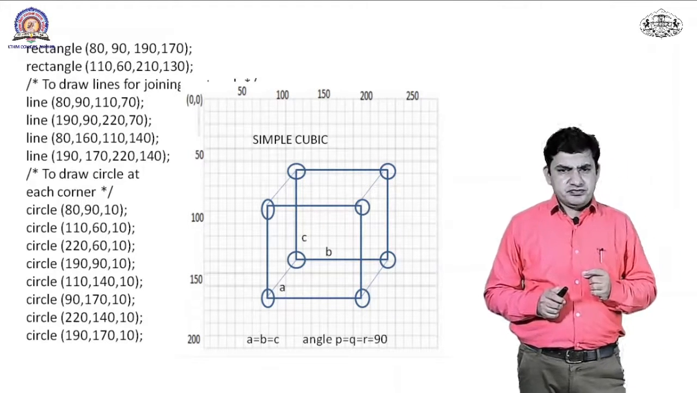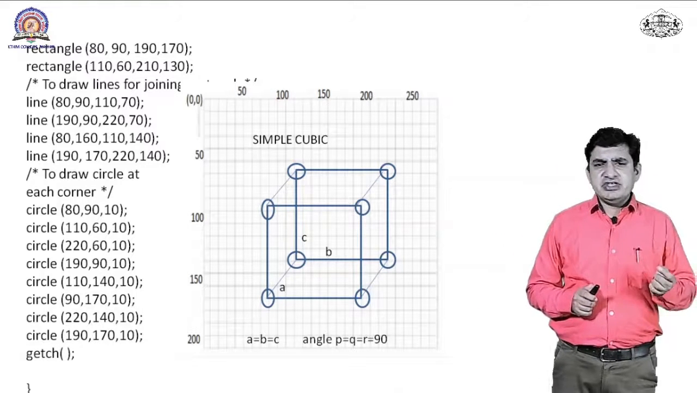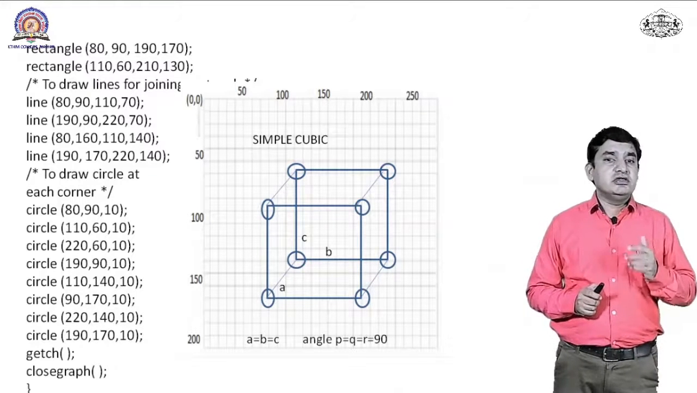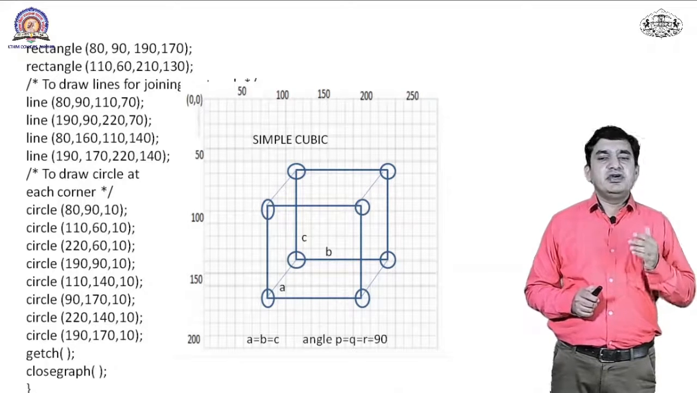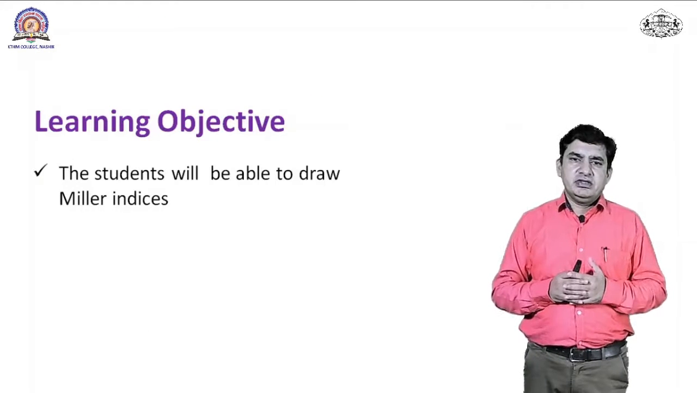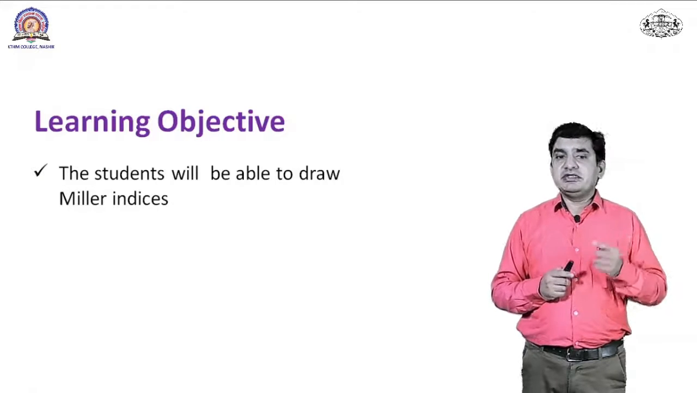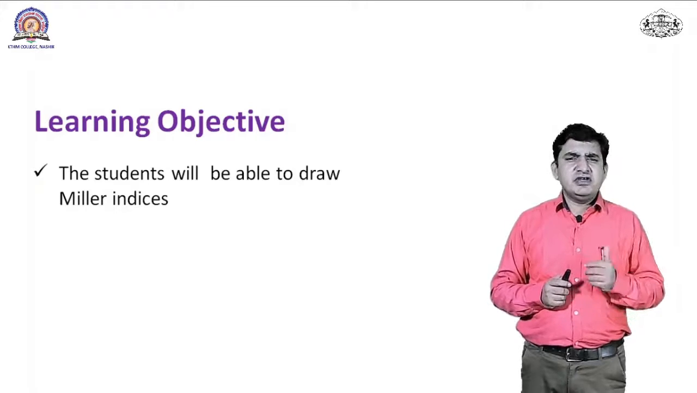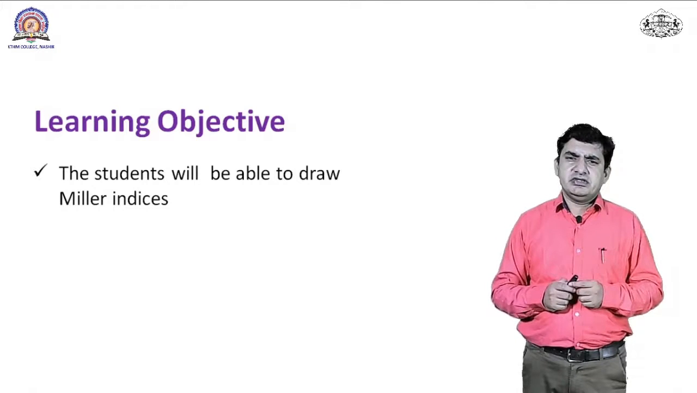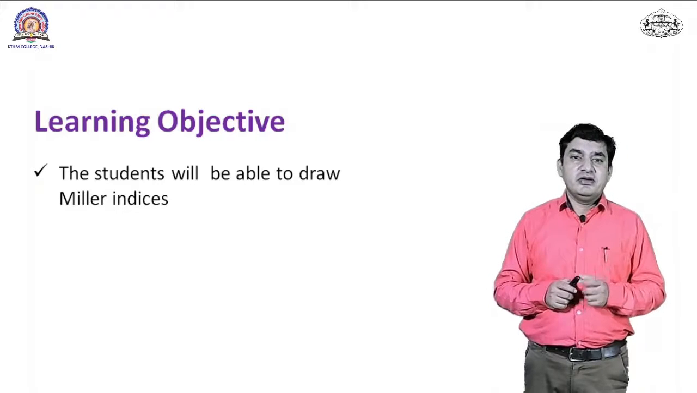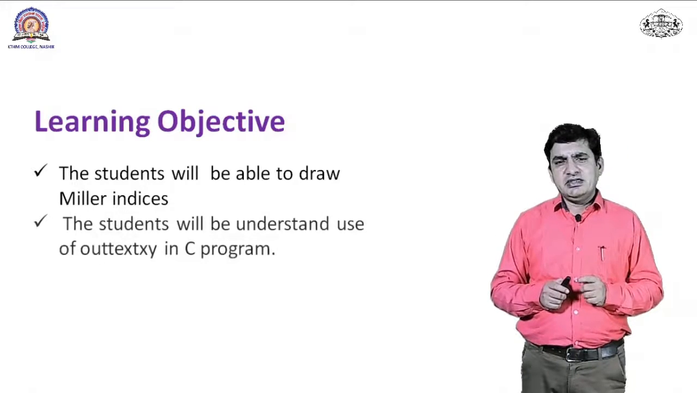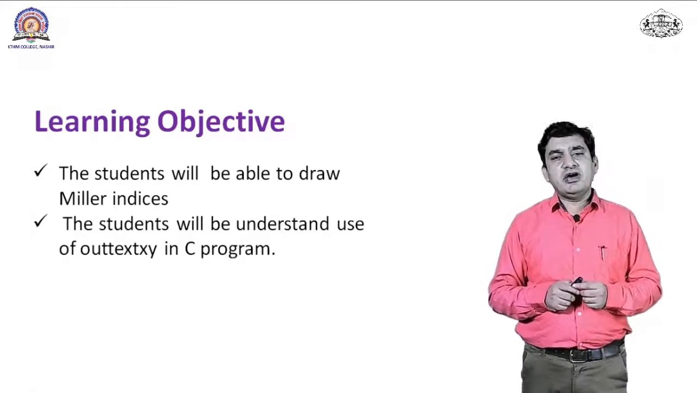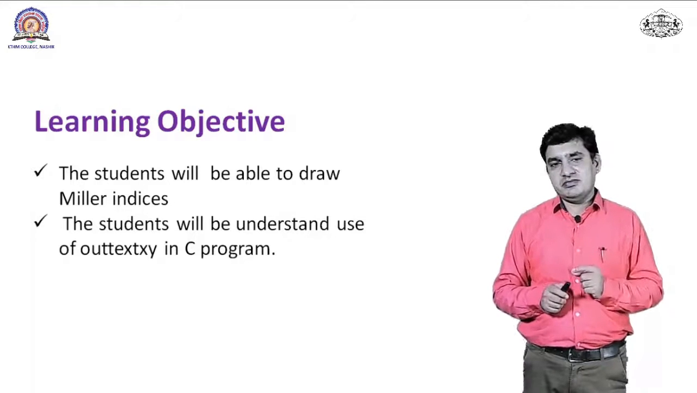Next, we use getch and closegraph, which is used to convert the graphics mode into the text mode. We have to see Miller indices of one plane. After attending this lecture, the learner will be able to draw Miller indices. Then the learner will understand the use of outtext in a C program.